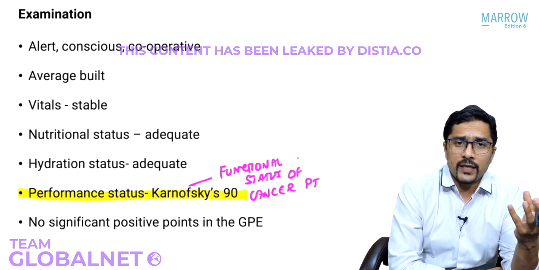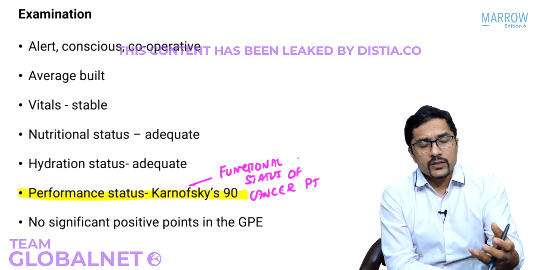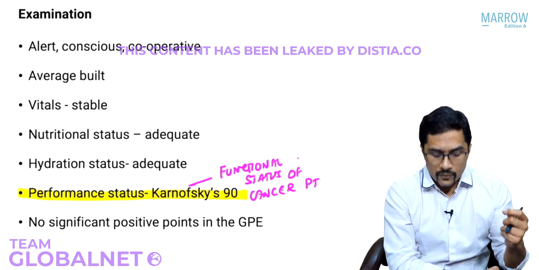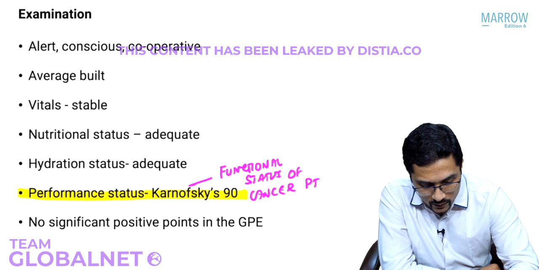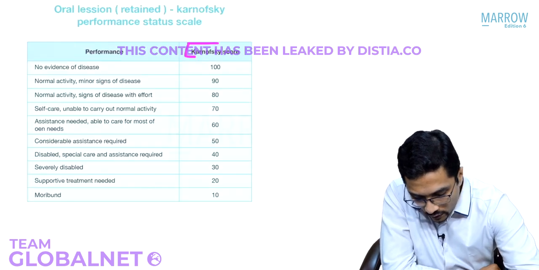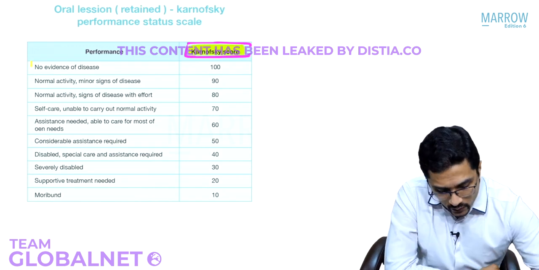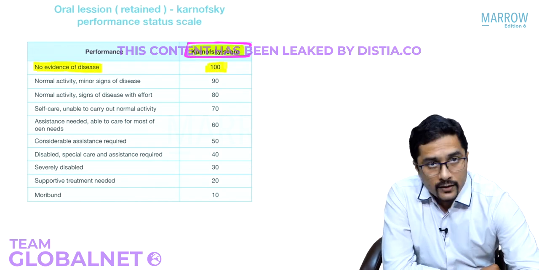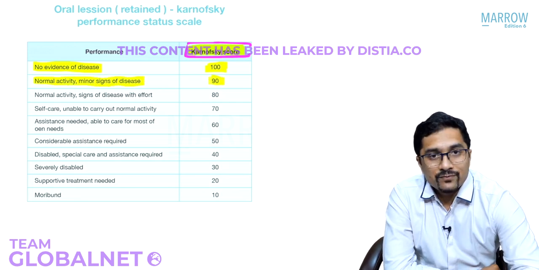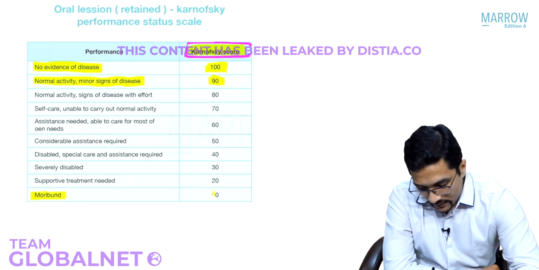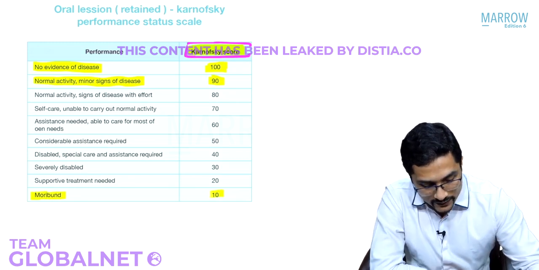We get to know the functional status of a cancer patient by the performance status. How functional is the patient? Can he do his daily activities? Can he do normal activities? Or is the patient bedridden? So one of the scores to assess performance status is known as the Karnofsky score or Karnofsky index. The Karnofsky score, no evidence of disease, is 100. If the patient is doing normal activity, 90. Moribund patient, it's a score of 10. So it ranges from 100 to 10.